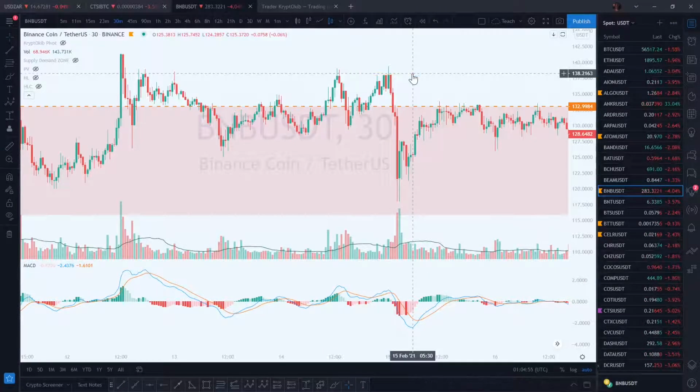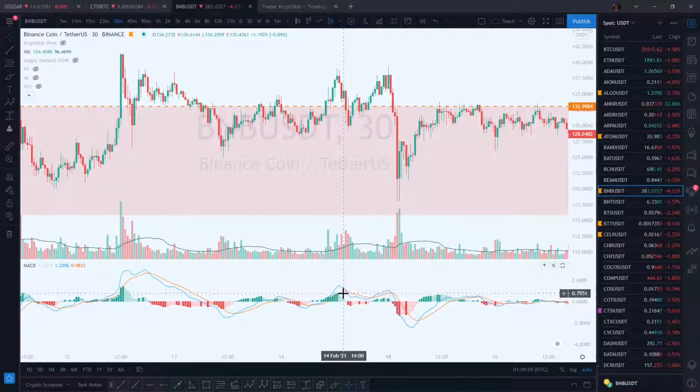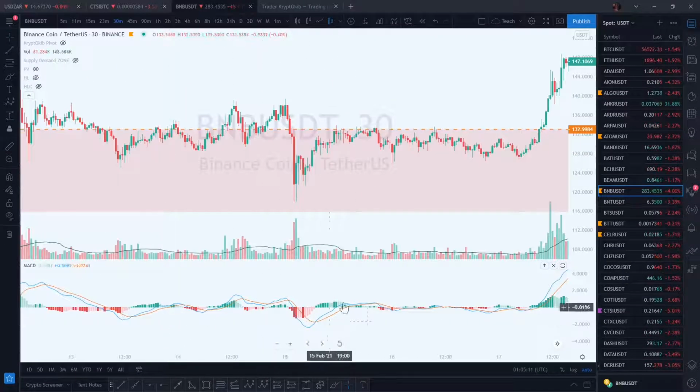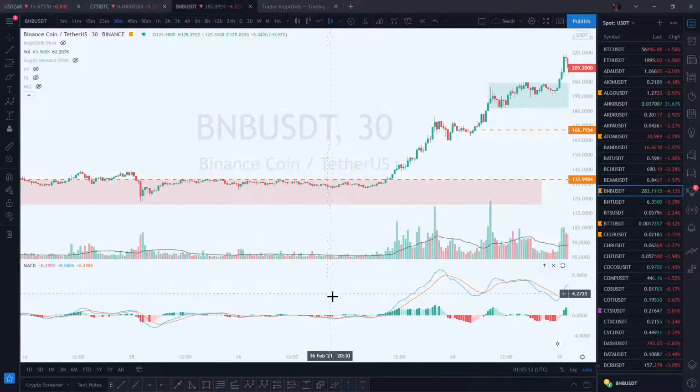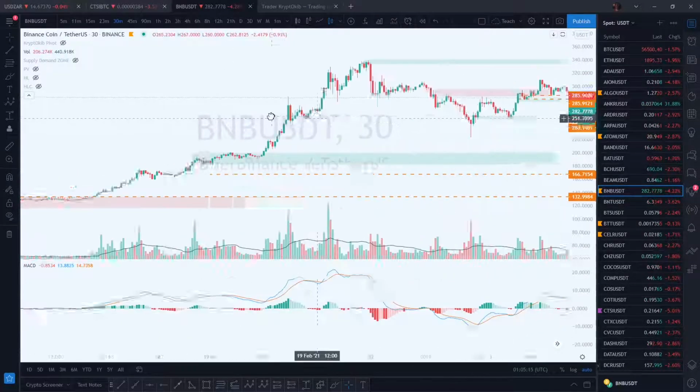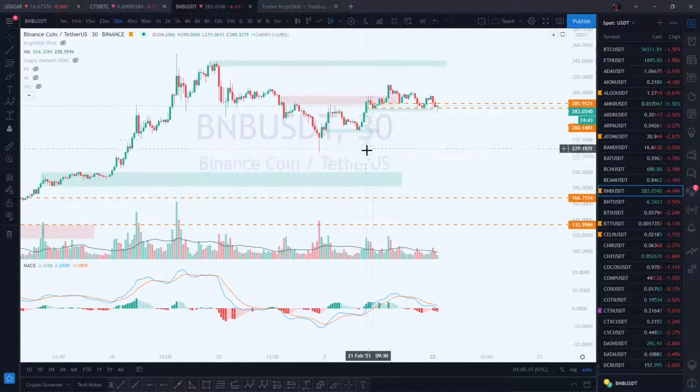Are you getting it? So you can play divergences on the histogram, you can play divergence on the MACD, you can even play the divergence with the crossover, either on the MACD or on the histogram. So this is a very powerful tool. The only bad side is its lagging nature, it is a lagging indicator. So due to that, you are meant to get late signals at times.